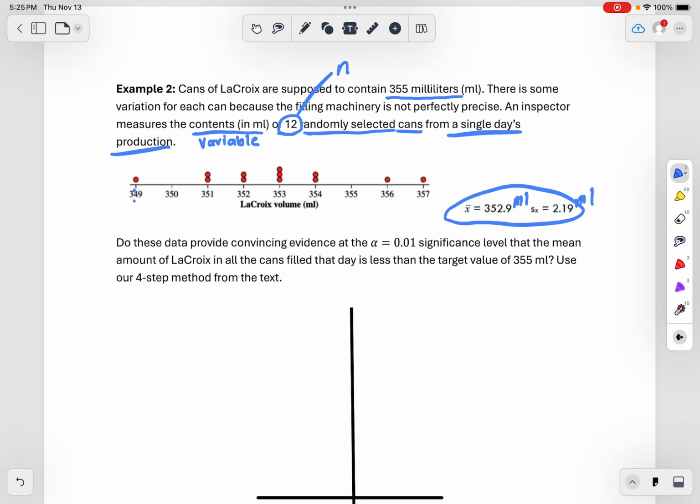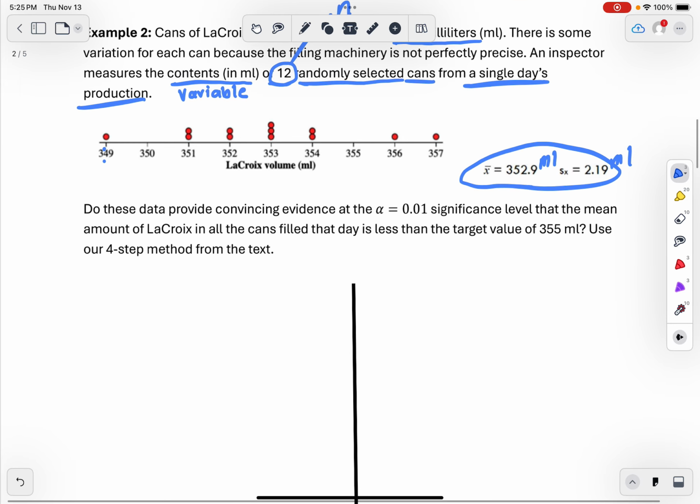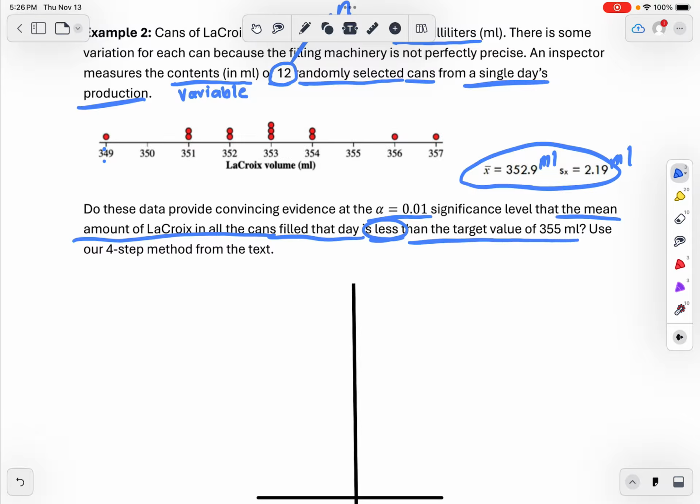Our step 1 in our hypothesis testing. Before I zoom in, we've also got the significance level here. We were told alpha. And then the most important part when it comes to hypothesis testing: what are you testing? What's the claim? In this case, they want us to test at that significance level that the mean amount of LaCroix in all the cans filled that day is less than the target value of 35. So we're looking at mu is what we're testing for.